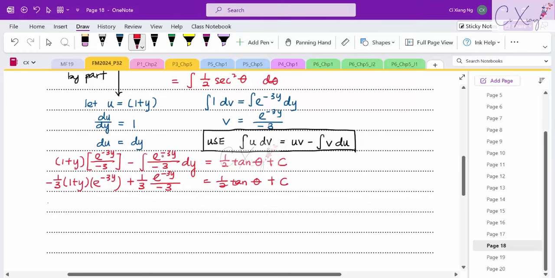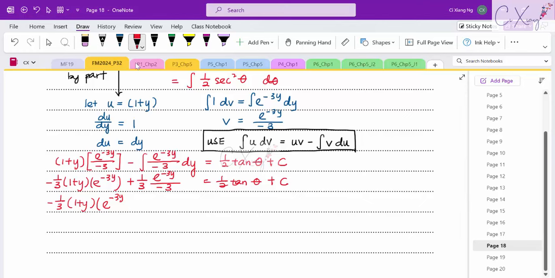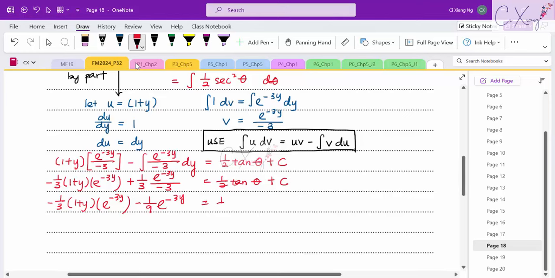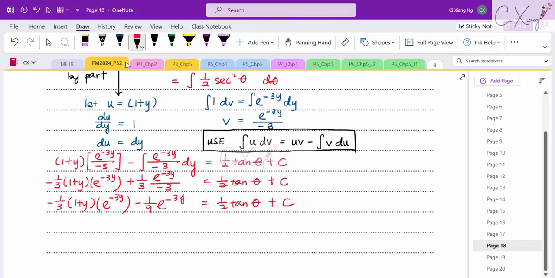Okay? Alright, then again, simplify one more time. We're having negative 1 over 9, then e power negative 3y equals to half tangent theta plus c. Okay, so this is the general solution that we have for this particular question. And we need to get the value for the c here.